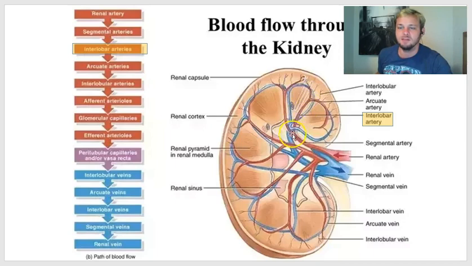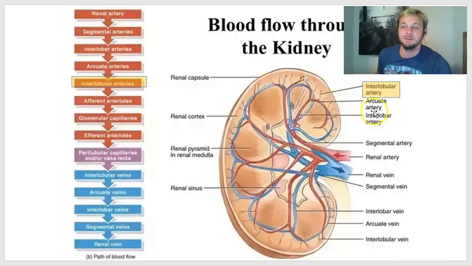Each one of these interlobar arteries is going to be associated with these medulla pyramids here. They make kind of like these little lobes, interlobar, right? Then you get these ones that form an arc. So these are your arcuate arteries, ones forming an arc. And off of those arcuate arteries, you have interlobular.